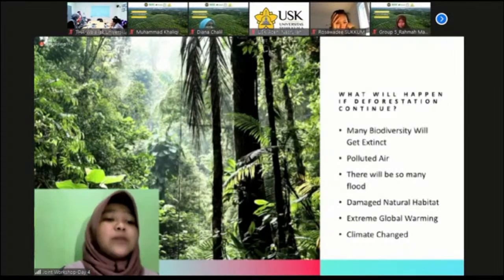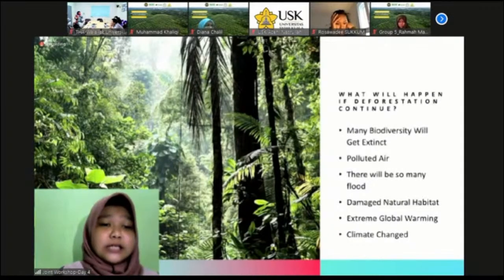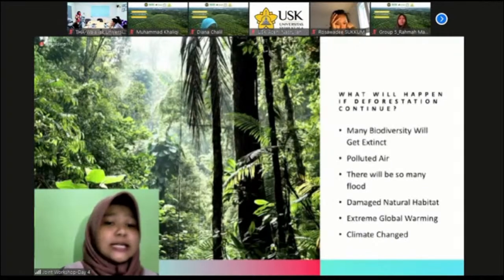The fifth is that, in addition to deforestation, there will be an impact on global warming. In addition to producing oxygen, trees also absorb carbon dioxide for the process of photosynthesis. Carbon dioxide is produced from vehicle pollution as well as industrial waste. If many forests are deforested, the earth will become warmer because there is no more absorption of carbon dioxide.